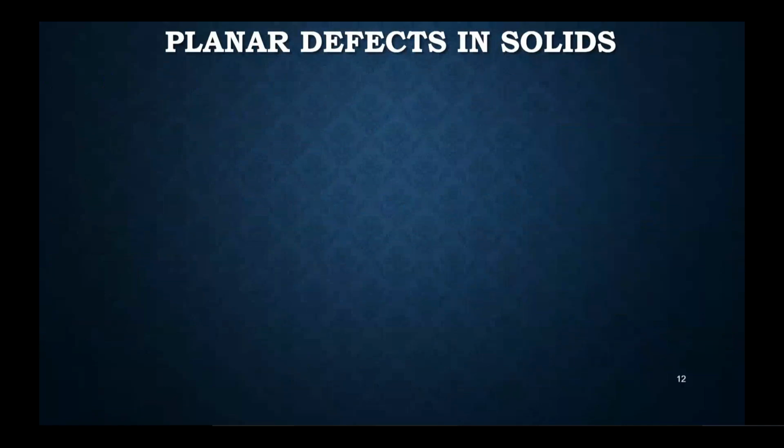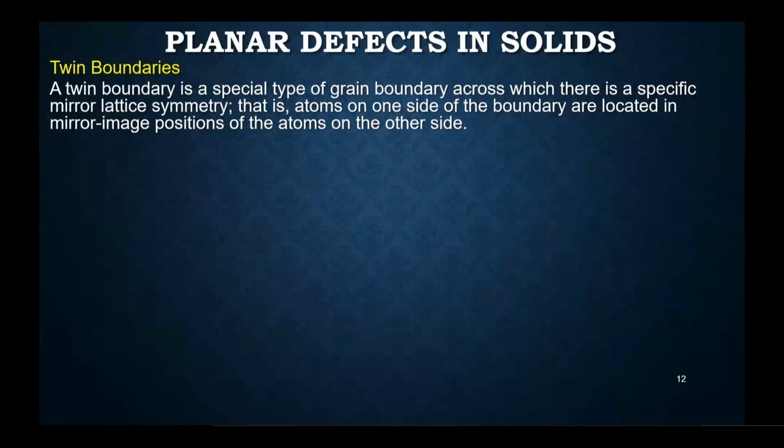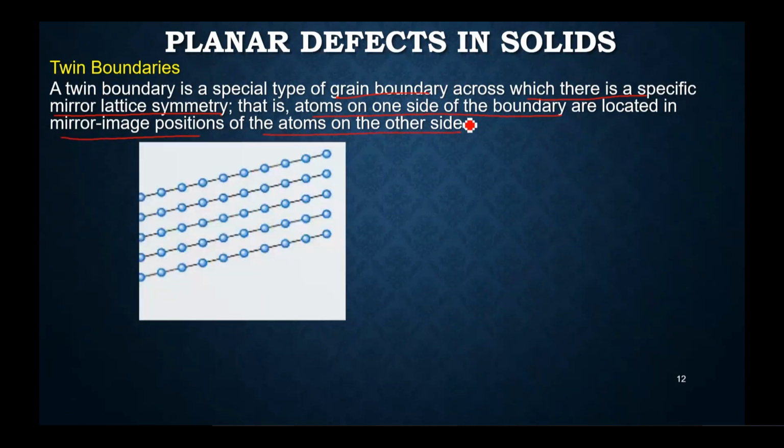Now you have another kind of 2D defect, which is known as twin boundaries. A twin boundary is a special type of grain boundary across which there is a specific mirror lattice symmetry. That is, atoms on one side of the boundary are located in a mirror image position of the atoms on the other side.